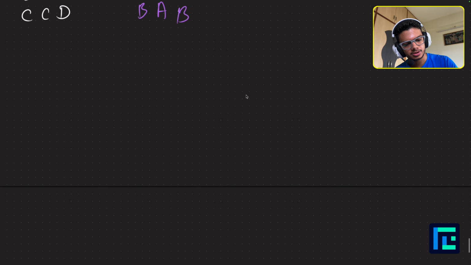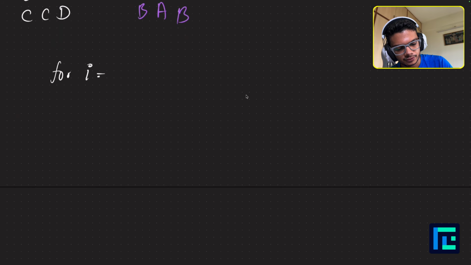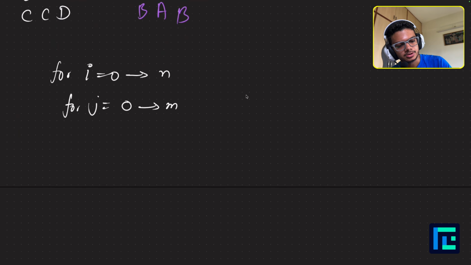So what will the pseudocode be? The pseudocode will be pretty straightforward. You can go from top to bottom. So for i equals 0 till n, and for j equals 0 till m. So this is, you can say, going top to bottom. This is going from left to right.